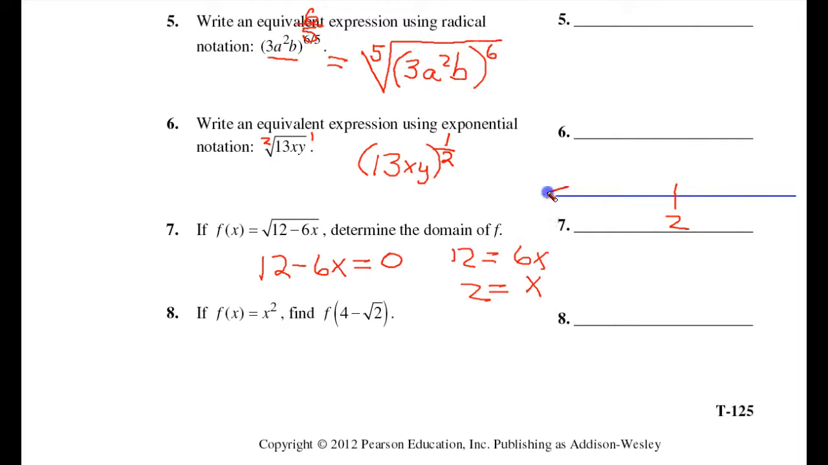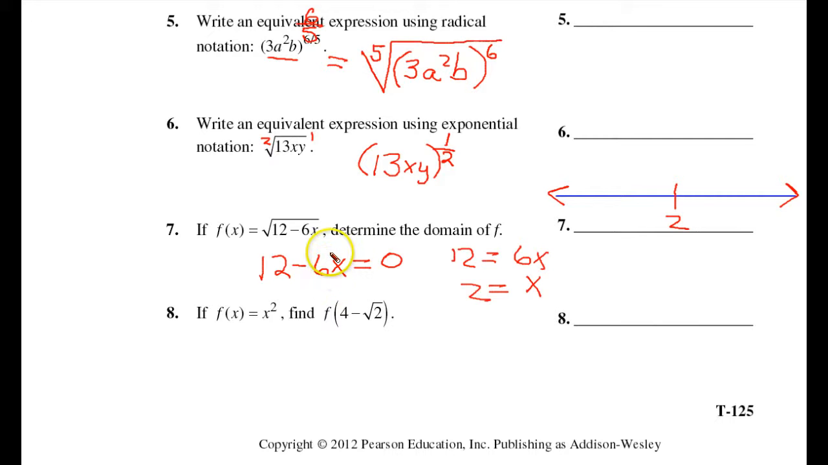So I'm putting this on a number line over here. Now, when we solve this for 0, we get a 2. So we know that 2 is in our number set, but can it be greater than 2 or less than 2 to make this statement always positive? Well, if this is 2, a negative 6 times 2 is a negative 12. 12 minus 12 is 0. So we know 2 is in the domain.